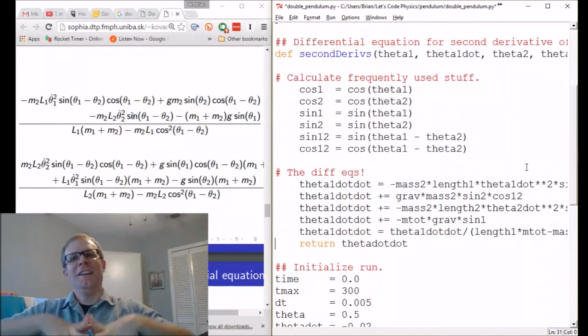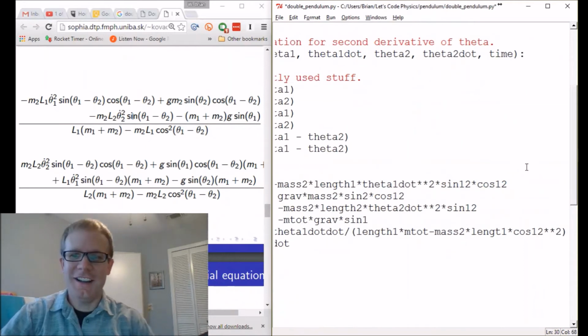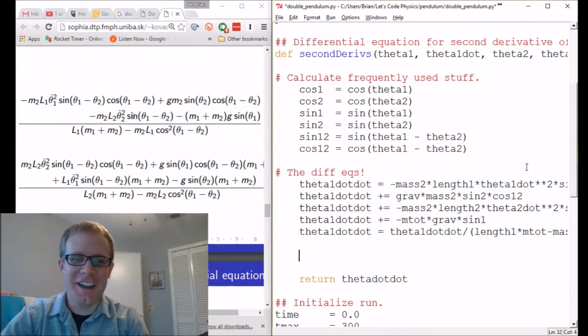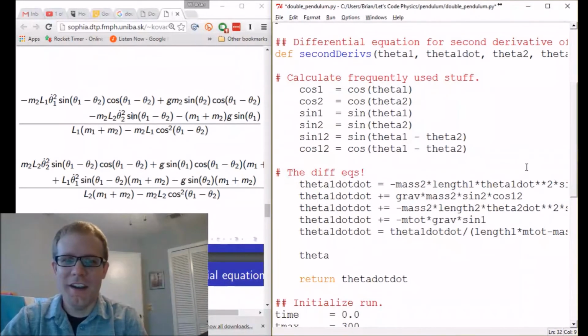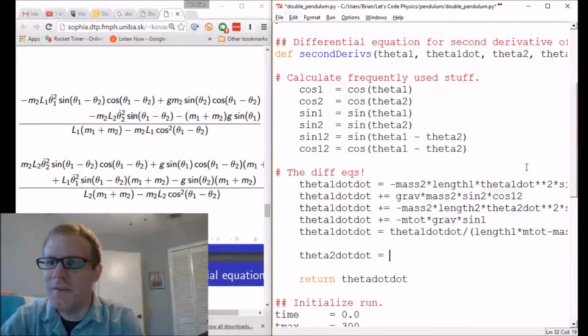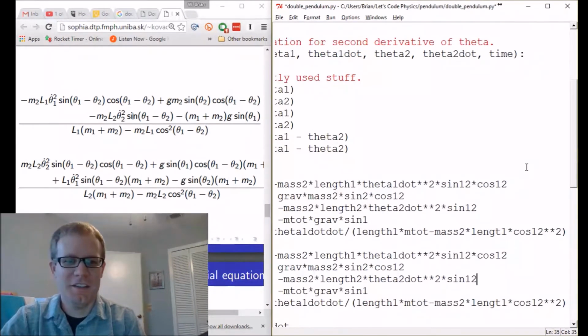Okay. So I'll just take a little break from that, because guess what we get to do next? Same thing for theta 2 double dot. All right. So we've got a theta 2 double dot. It's going to equal, it looks very similar, I'm kind of tempted to just copy and paste and make the changes as necessary. Do I dare? Do I dare? Yes, I dare. Copy, paste. Okay.